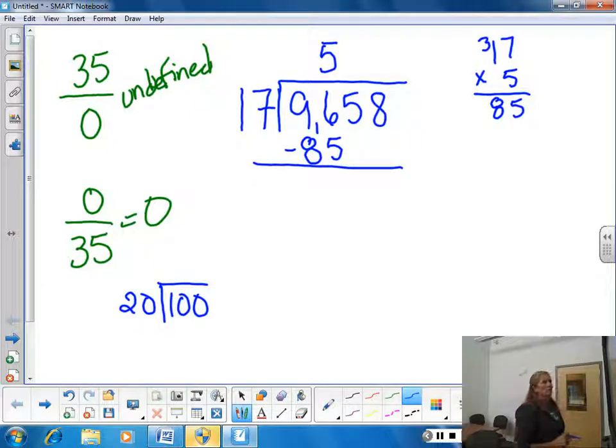Now when I subtract, I get 11. So good. I never want to get something down here that's bigger than up here. That means it should have gone another time. But next thing I'm going to do is bring down my 5.